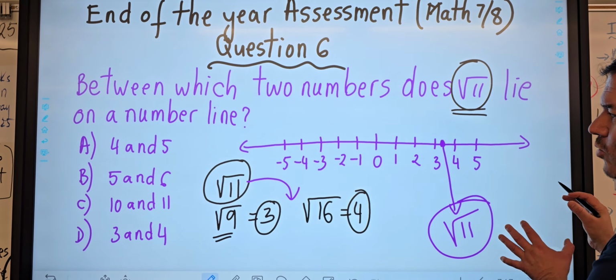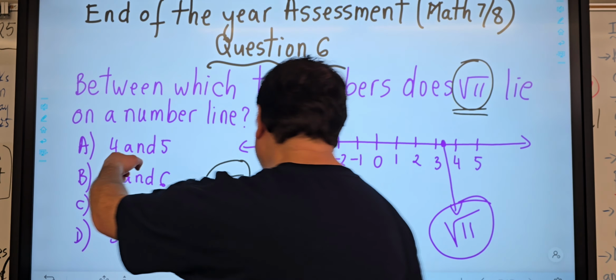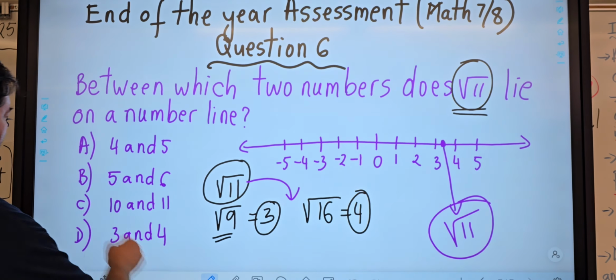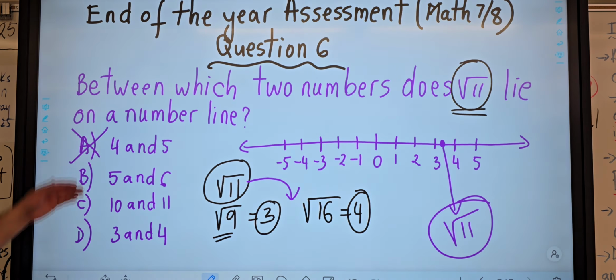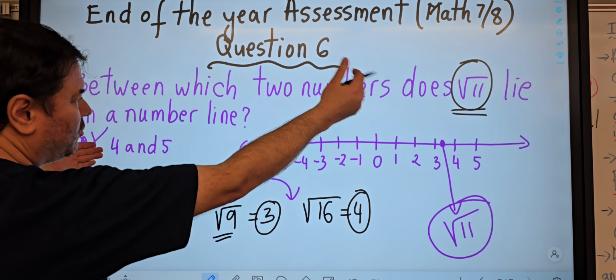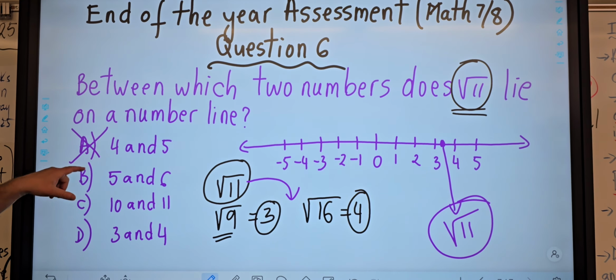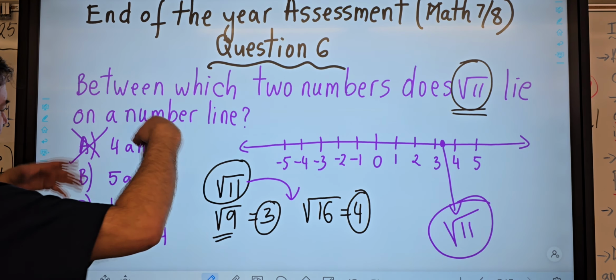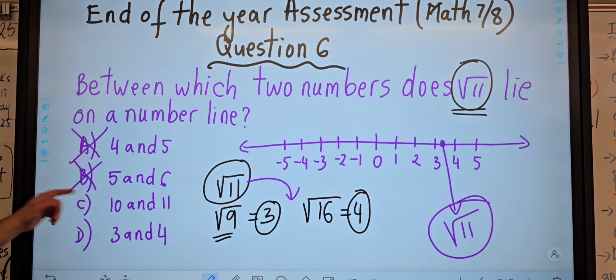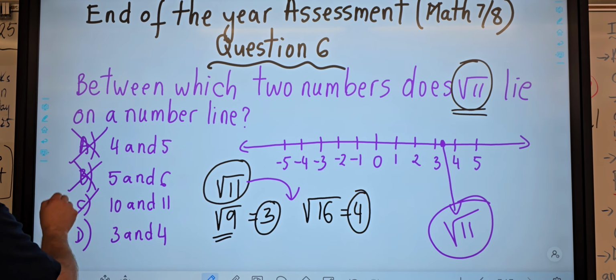So the answer for this question would be, let's see here, between 4 and 5. We don't have 4 and 5, do we? So it's not going to work because that would be above the square root of 11, because the square root of 16 is 4, so that's not going to work. Between 5 and 6, even more, that's not going to work. 10 and 11, two big numbers.